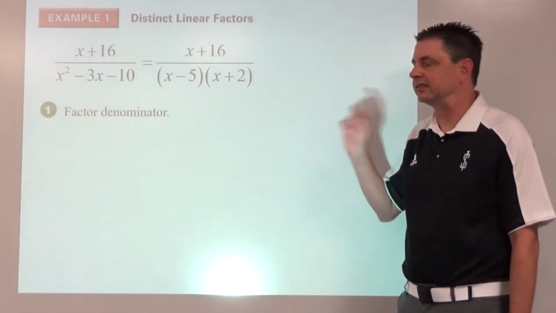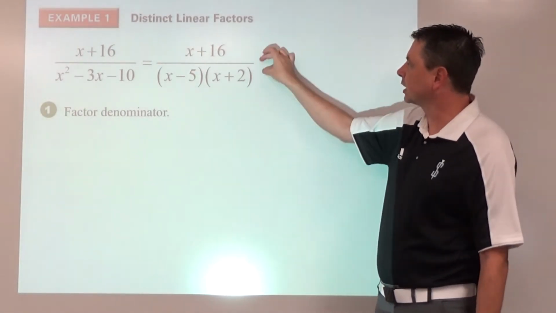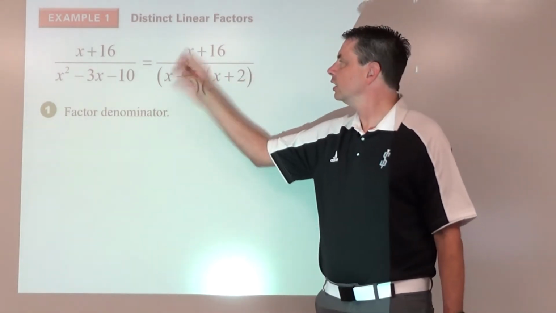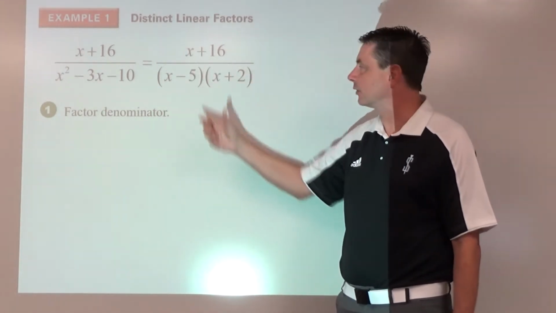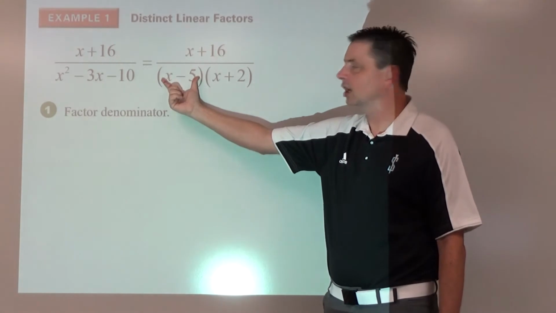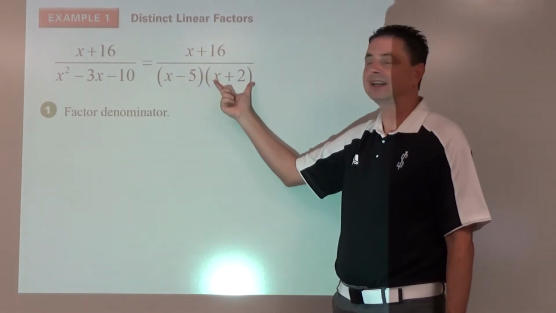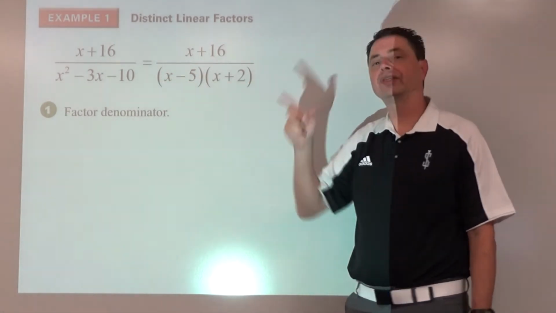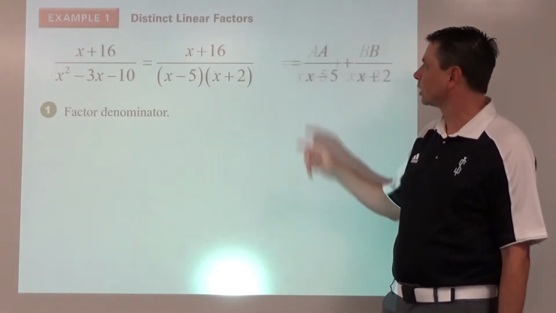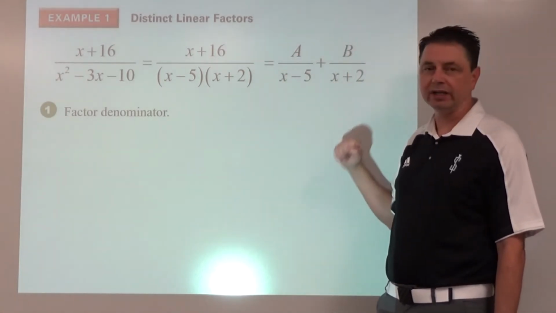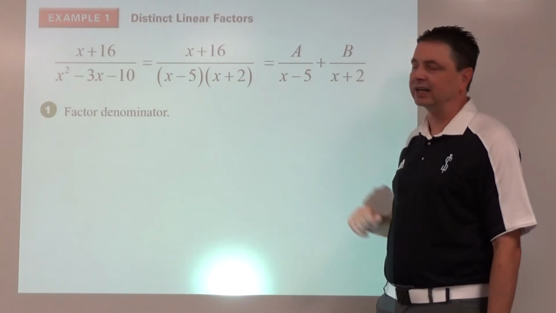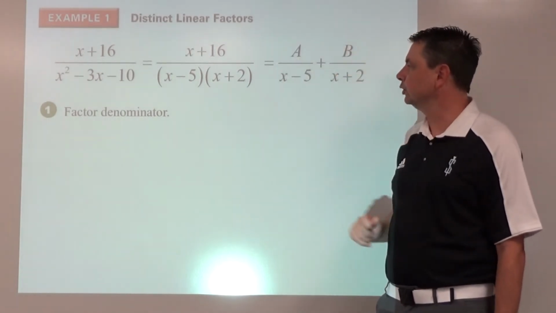So this is the process that's going to apply here. We're going to split this up into two fractions added together that have denominator of this one and this one, with unknown numerators. So we're going to say a over x minus 5 plus b over x plus 2, unknown numerators.